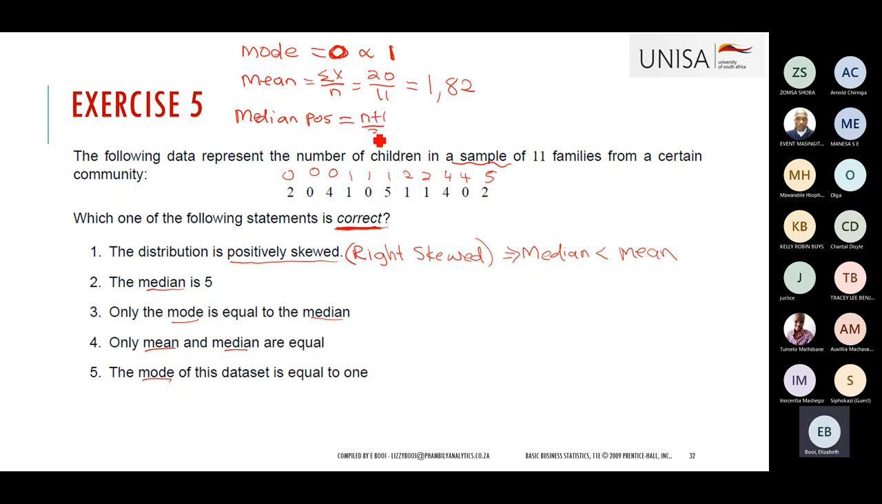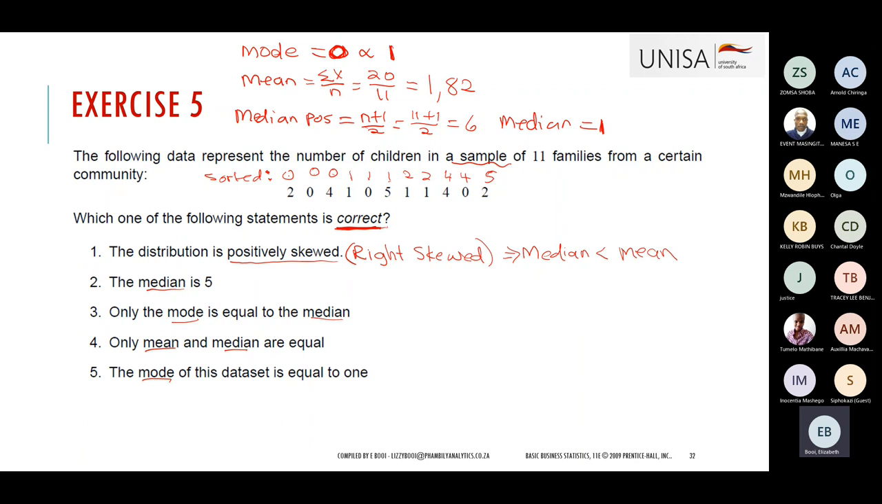Let's find the median position: n plus 1 divided by 2. We know that there are 11, plus 1 is 12, divided by 2 is 6. So for the median, we need to count using the sorted data: 1, 2, 3, 4, 5, 6. So the median is 1. Now I've got my data.